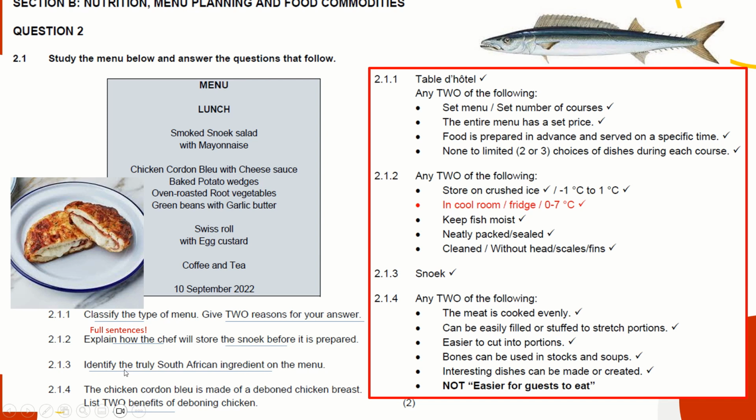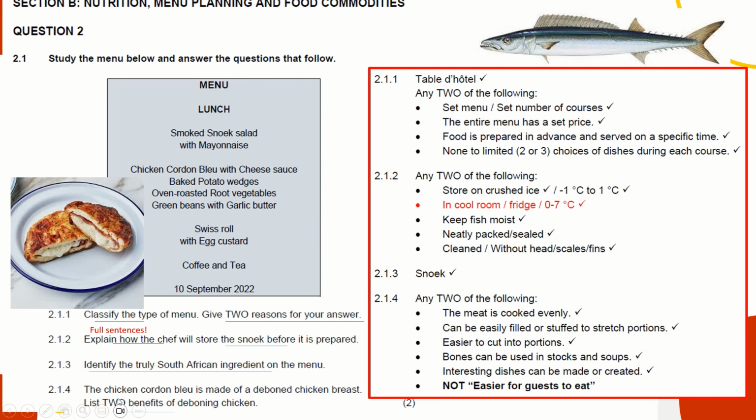2.1.3, here you need to identify the truly South African ingredient in the menu. Here you need to know what ingredients are typically South African, and the only typical South African ingredient in the whole menu is the snoek. Over here is an example of how a snoek looks. It's the type of fish that you will only find in the oceans around the coastlines of South Africa.